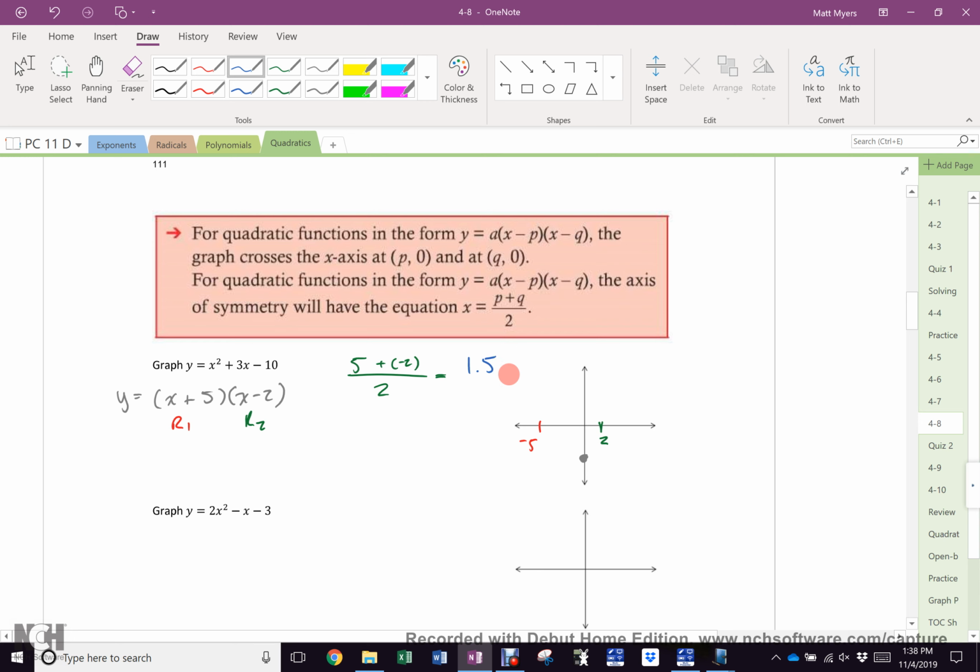What's happened here? 5 plus 2 is 3. 3 divided by 2 is 1.5. Is that in the middle?